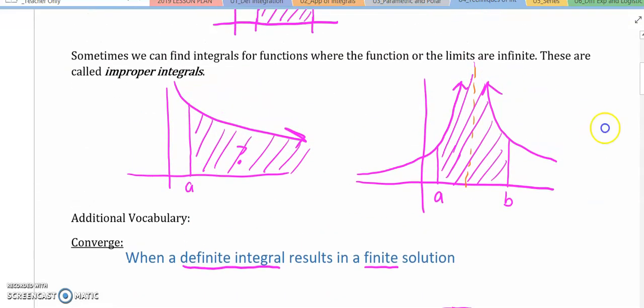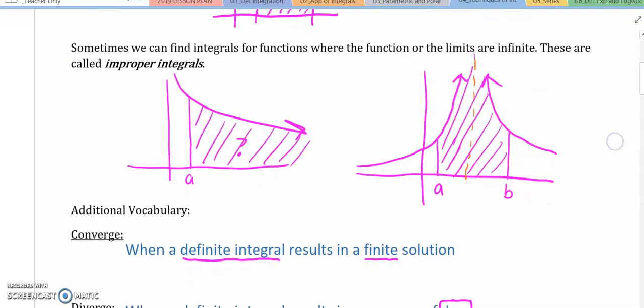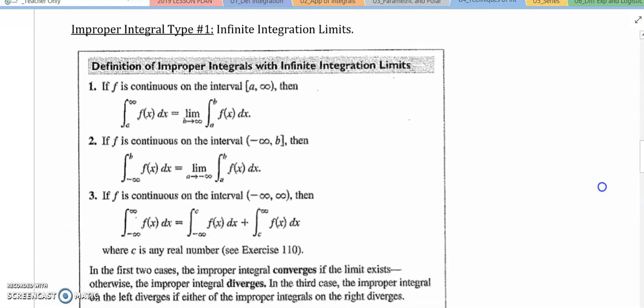Okay, so let's take a look. There are two different types, as I mentioned before. What if there was an infinite limit of integration, like there was here on this left-hand example? Or what if there was a discontinuity in the middle of the interval? That's what we're going to look at here today. So improper integral type 1: an infinite integration limit.